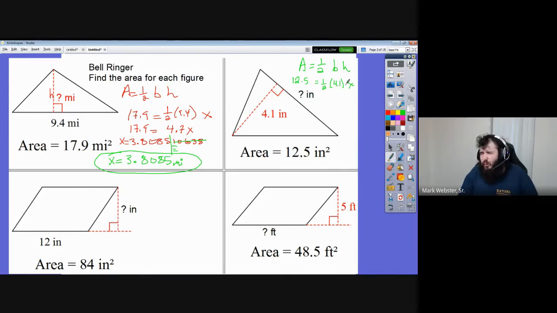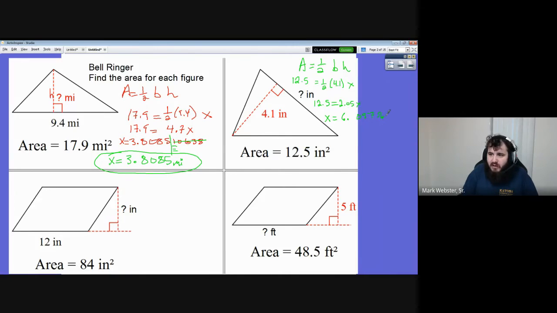Now, what's half of 4.1? It's 2.05. So we got 12.5 equals 2.05x. And then again, all we're going to do is divide the 2.05 over. And what are we going to get? We're going to get 12.5 divided by 2.05. And our answer here is going to be 6.09756. Got to make more room. 0.976.